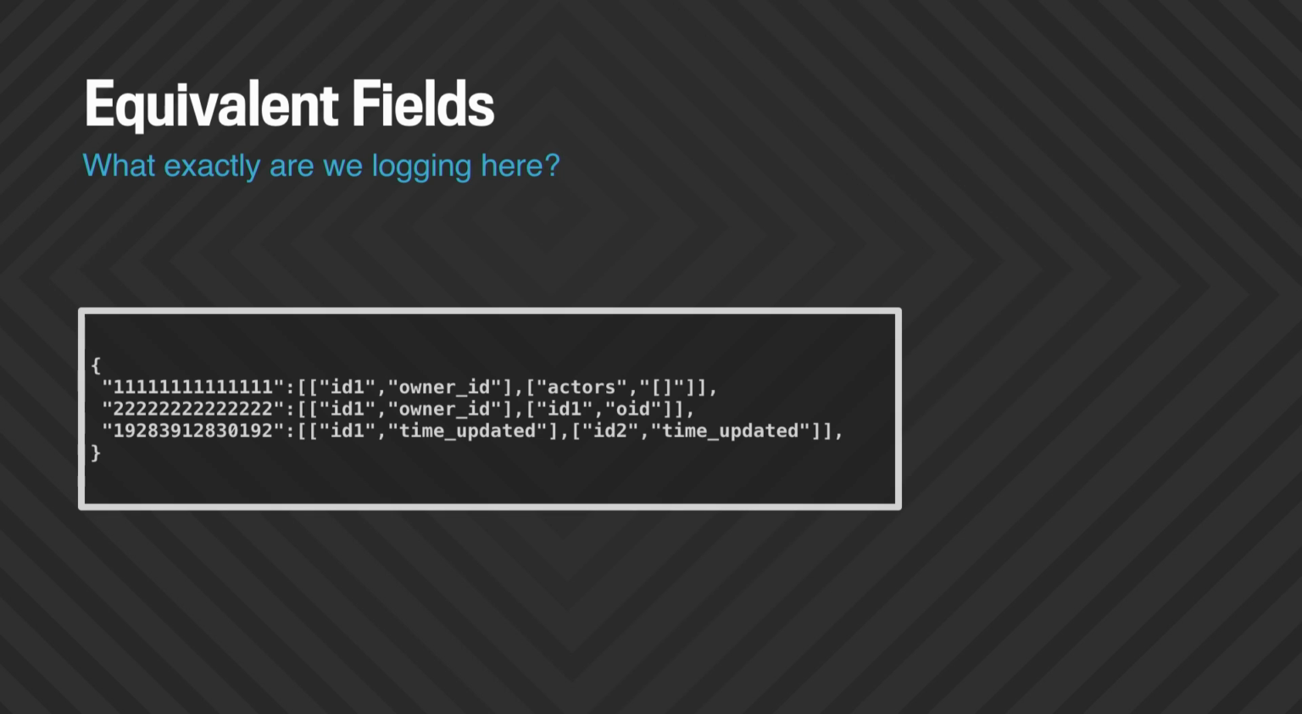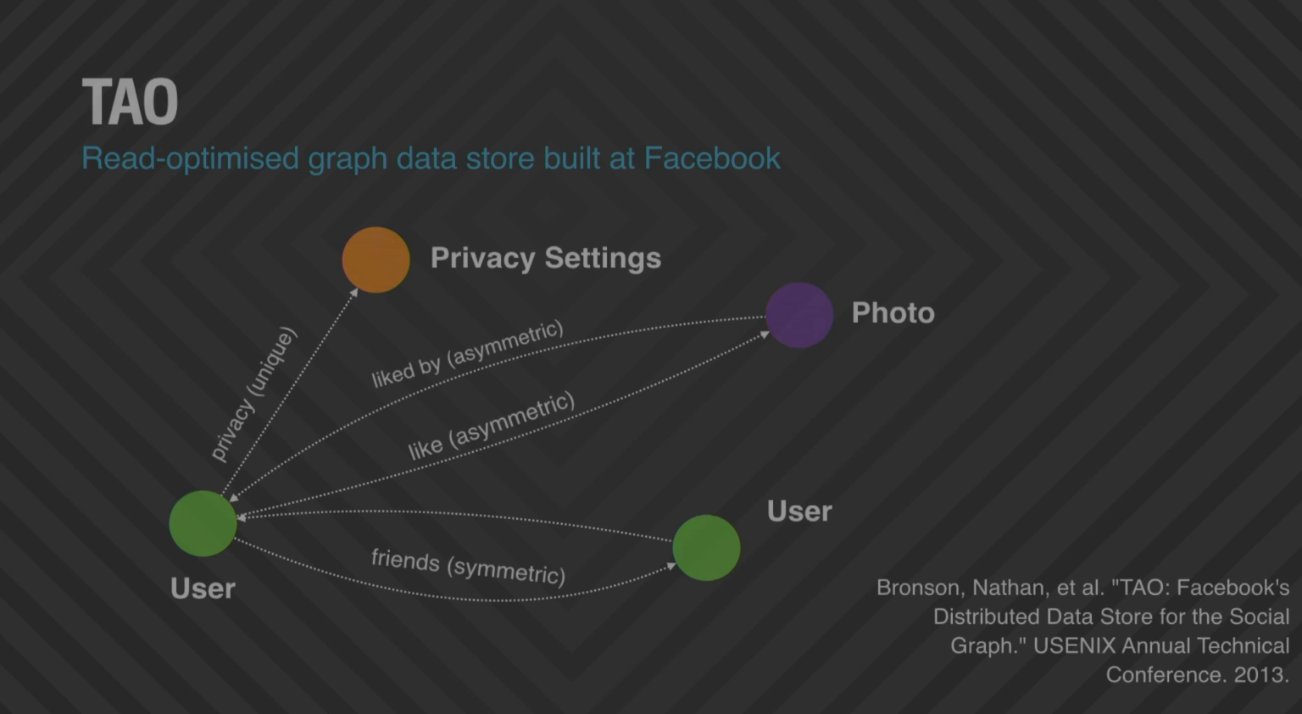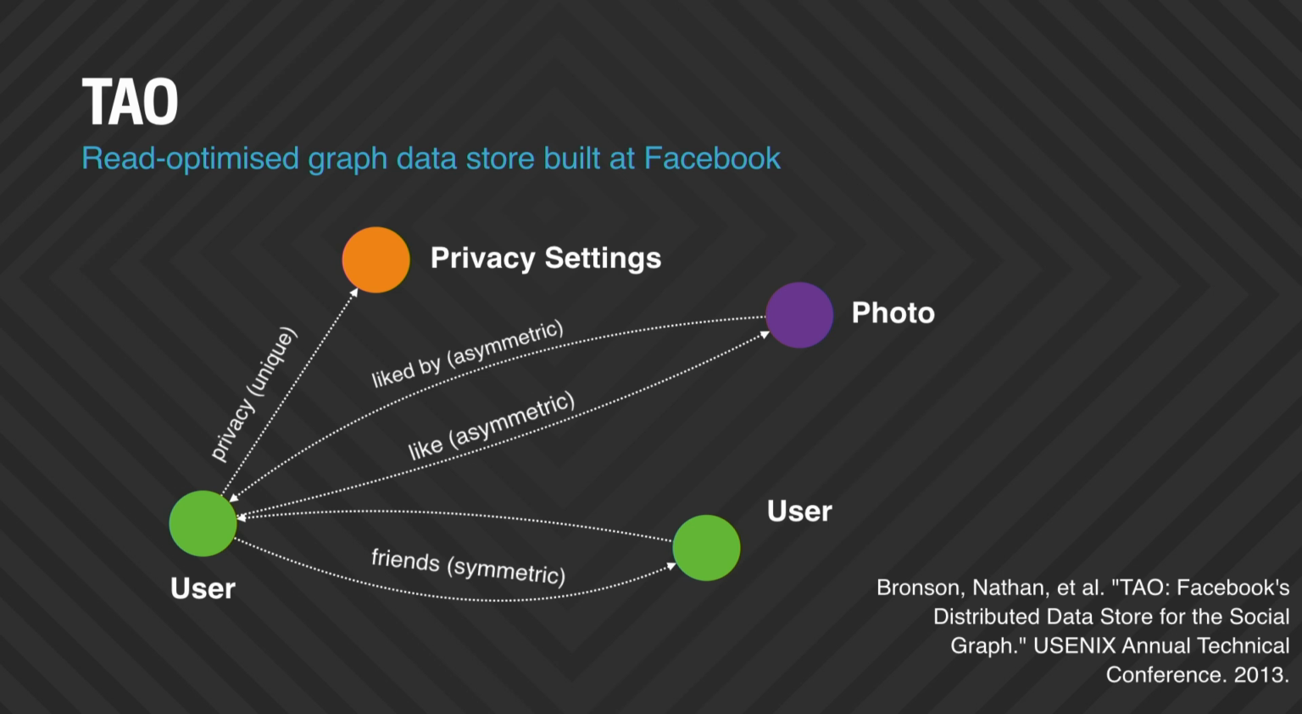So this is the equivalent fields. This is where the Invariant Detector really shines, and this is what it looks at in our logs. Before we can understand this, because there's ID 1, ID 2, what is this? I have to explain a bit about Tau, which we have a paper about that was released in 2013. It's basically the API that every single product code at Facebook talks to before fetching data.